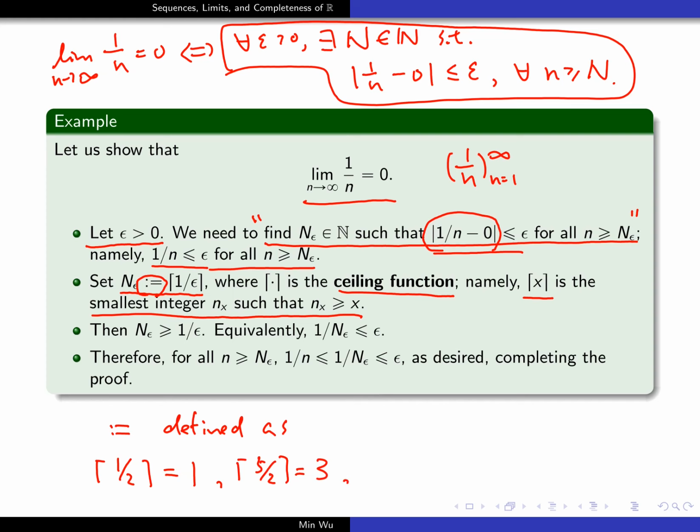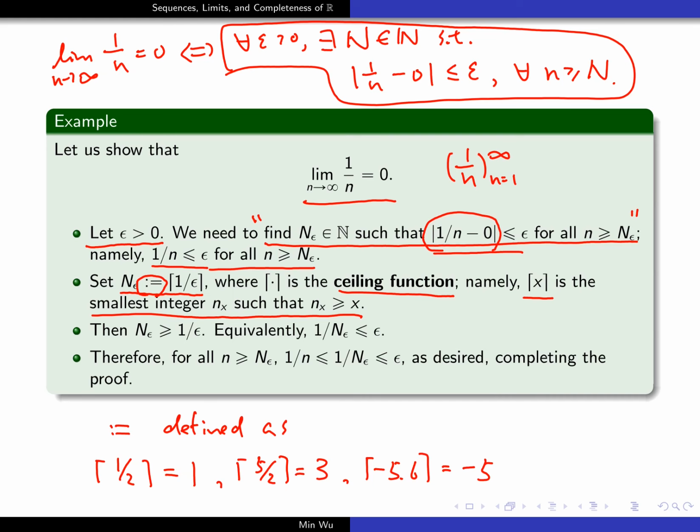And this is the same for negative numbers. So if this is negative 5.6, then this will be equal to negative 5 because negative 5 is greater than negative 5.6 and is also the smallest integer that satisfies this condition. Alright, so this is the ceiling function.